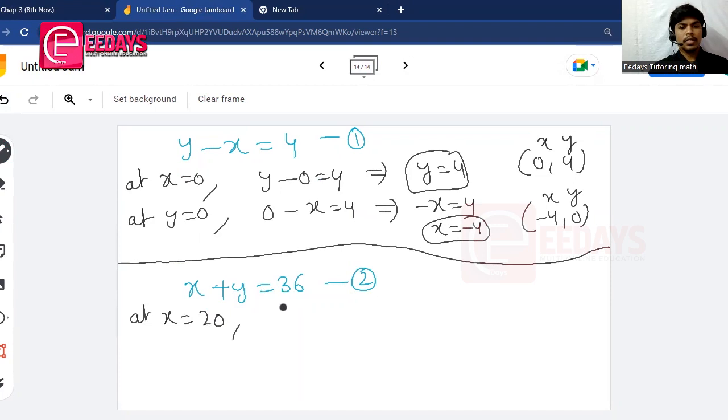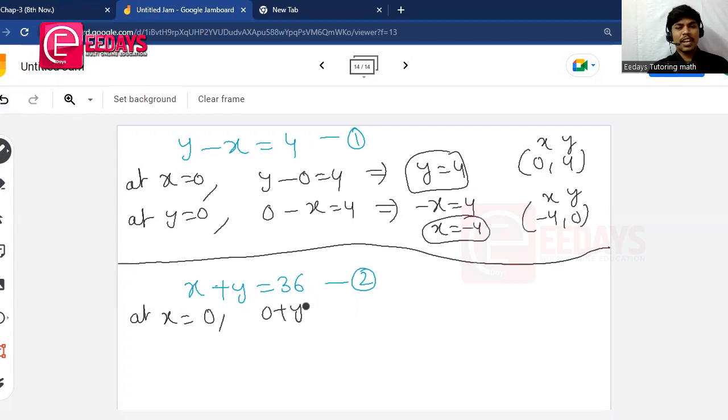So 20 plus y is equal to 36. You can take any assumption, guys. I'm taking x is equal to 20. It's up to you. If you take x is equal to 0, as we did above, you'll get 36. So without any confusion, let's take x is equal to 0.